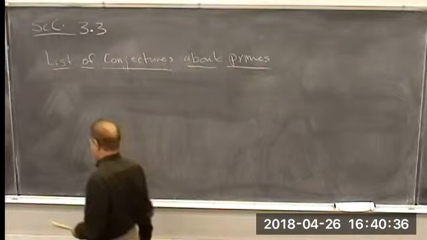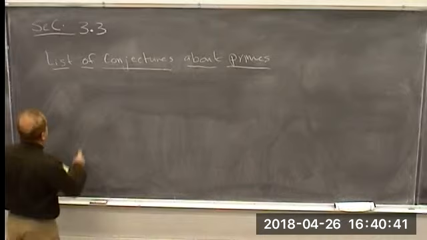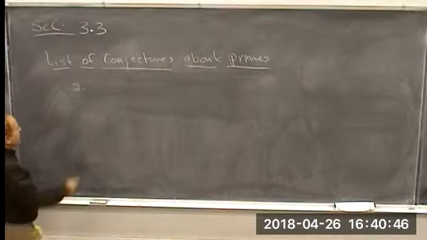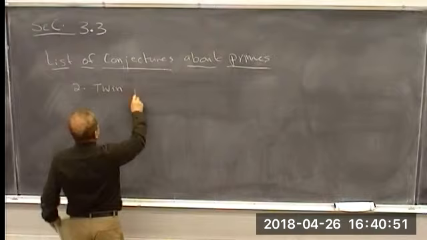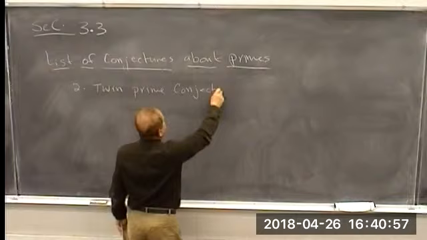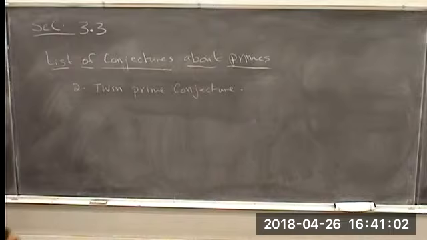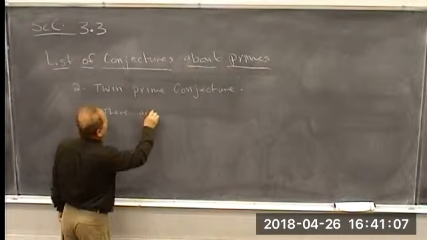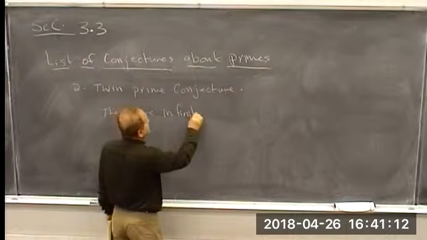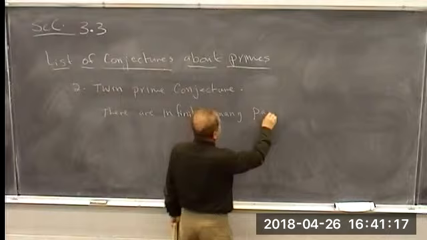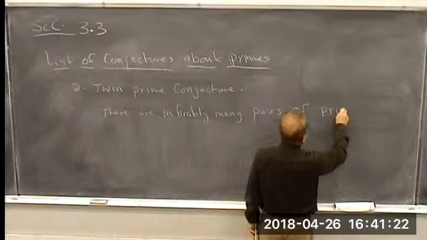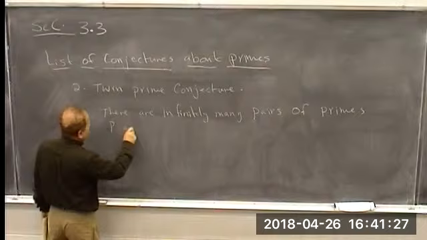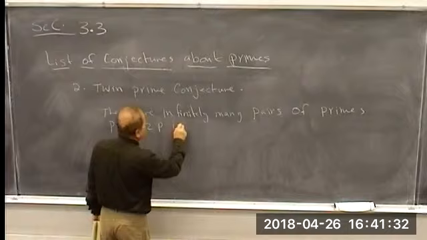All right, the second problem, which we did talk about earlier, is what we call the twin primes conjecture. This is the statement of the conjecture: there are infinitely many pairs of primes p and p+2 in the sequence of primes.